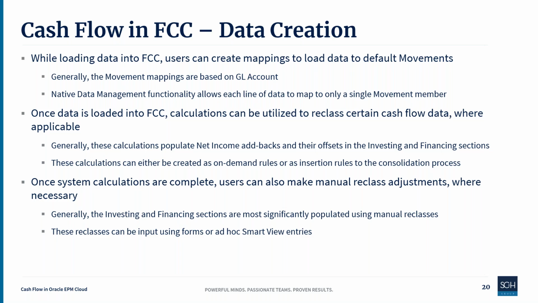From there, once data is loaded into FCC, calculations can be utilized to reclass certain data where applicable. In particular, net income add-backs, which is basically taking all of the non-cash net income, non-cash expenses, I should say, and adding them back to get your true cash income. And the equivalent offsets in investing and financing, we'll talk about why that exists. And they can either be created as on-demand or insertion rules in the calculation process. Talk a little bit more about that.